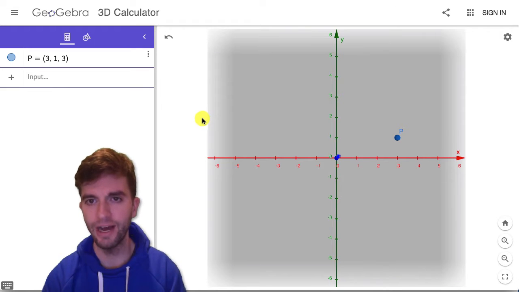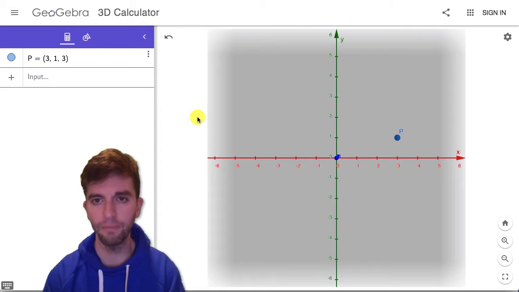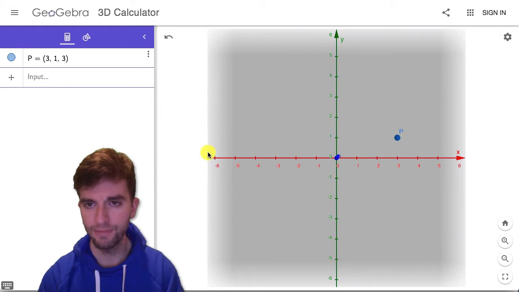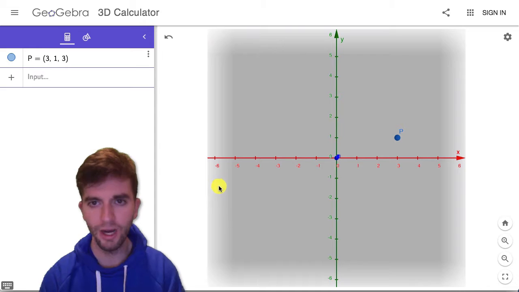But what we're going to do now, since our world is in 3 dimensions, we're going to learn how to plot points and draw vectors and do algebra with vectors in 3 dimensions. So what do I mean by working in 3 dimensions? Well, let's watch as I manipulate this graph in the GeoGebra app.